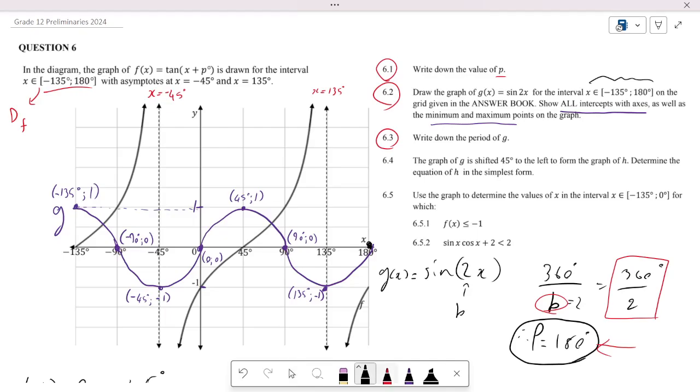So what we have next is 6.4. It says the graph of g is shifted 45 degrees to the left to form the graph of h. They're talking about the double angle sine graph, sine of 2x. So the graph of g is shifted 45 degrees to the left to form h. Determine the equation of h in its simplest form.